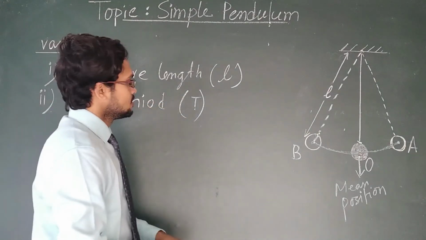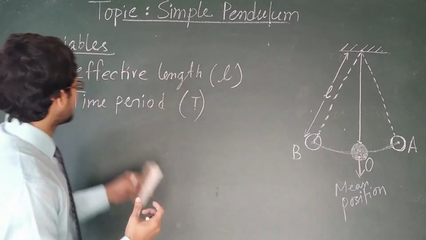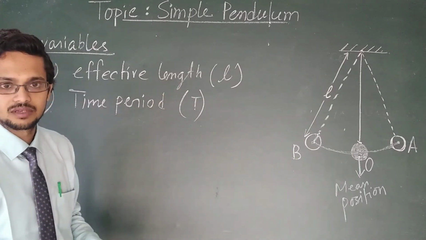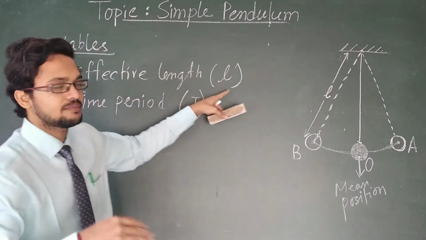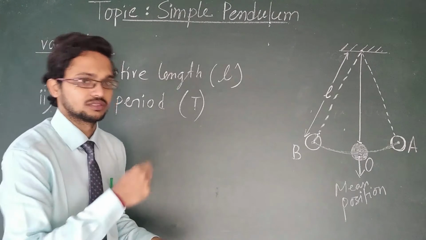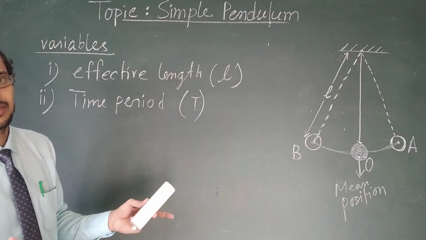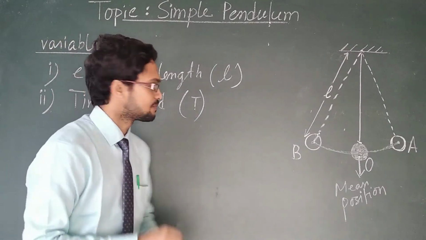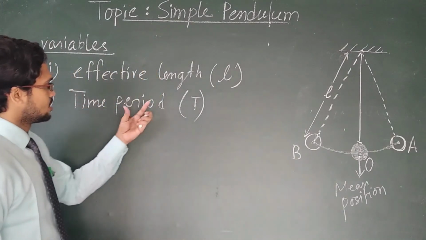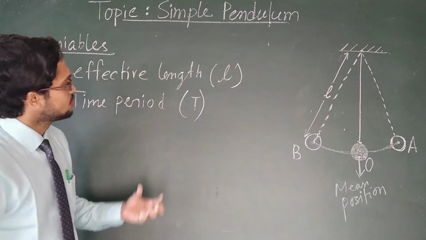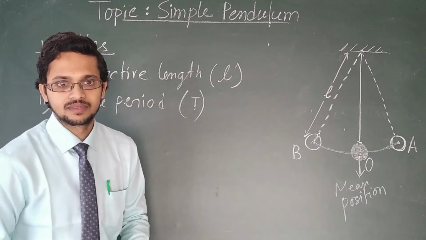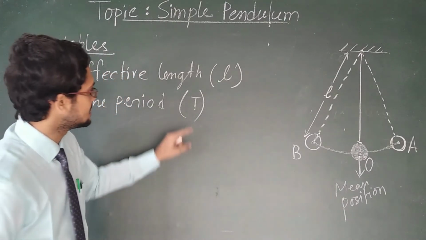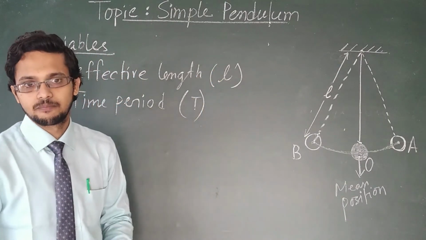Now we will get a set of effective lengths and the corresponding time periods, because when the effective length changes, the time period will also change. You will observe this when you do that experiment. So now what we will do is draw a graph. Graph between what? Not T, a little bit of change: T square versus L.